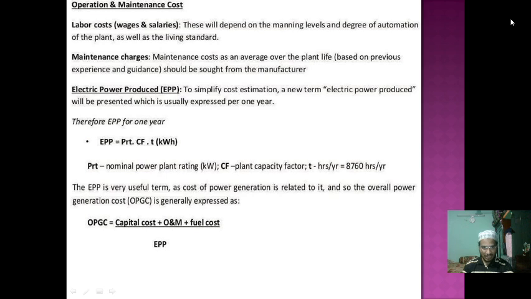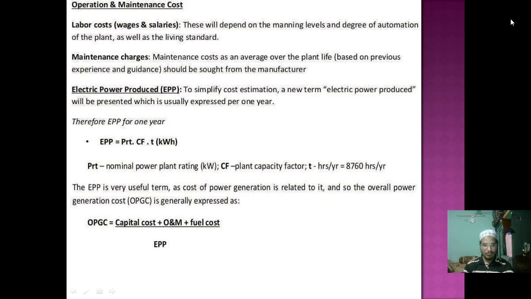And then maintenance charges are there. We consider the maintenance for 3 months, 6 months, or yearly, and we should give the maintenance charges also. And after that, electric power produced, EPP. Here the electric power produced represents how much power we are producing, and how we express the power over 1 year.